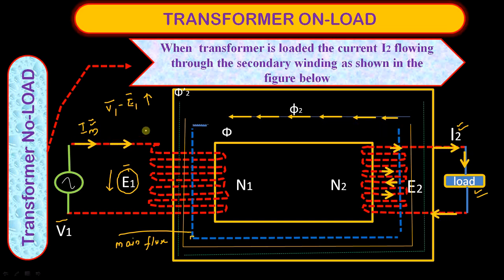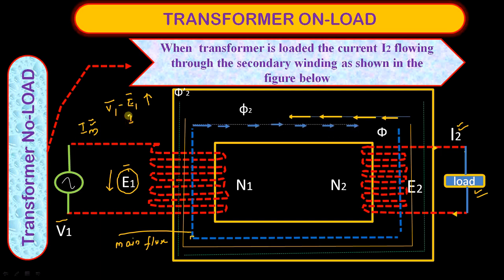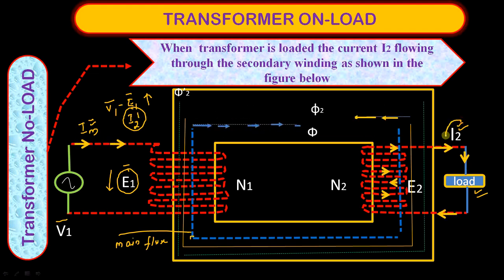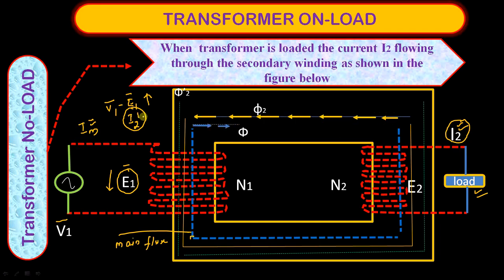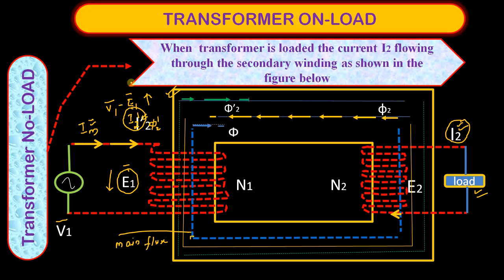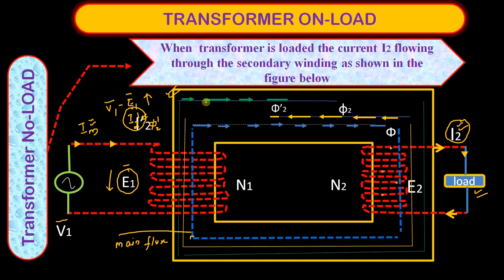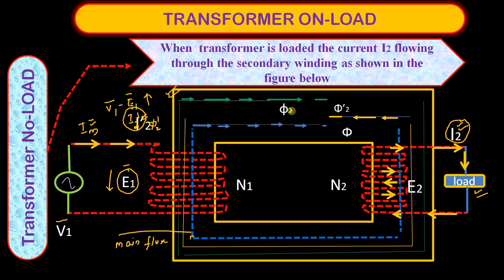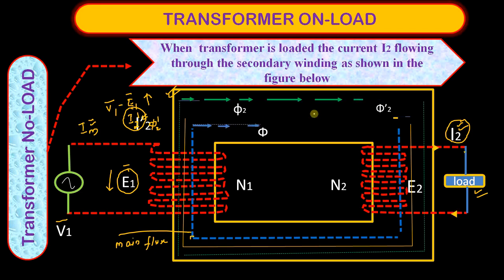This current is known as I2 dash, the load component of the primary current. Remember this one. This I2 dash is just opposite to I2. Now this I2 dash produces its own flux, that is phi2 dash. See here, this is phi2 dash. See its direction, it is from left side to right side. Now this phi2 dash is just opposite to phi2 as shown in the figure, and this phi2 dash neutralizes the effect of phi2.